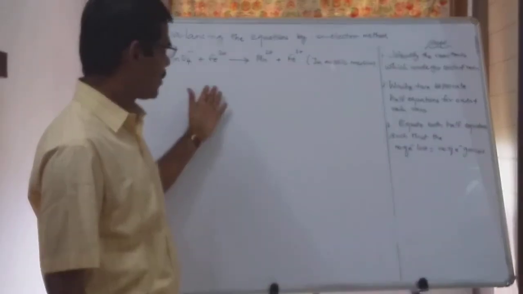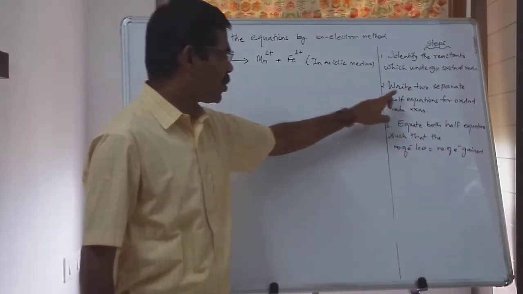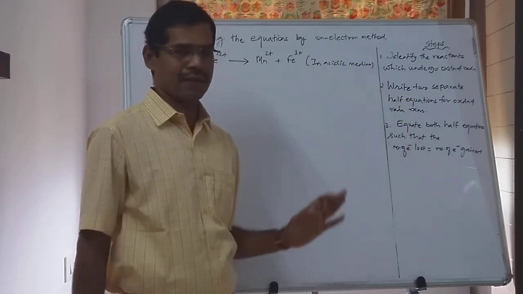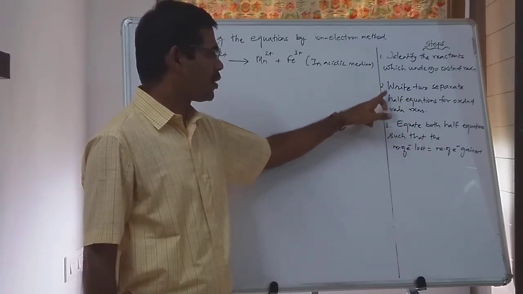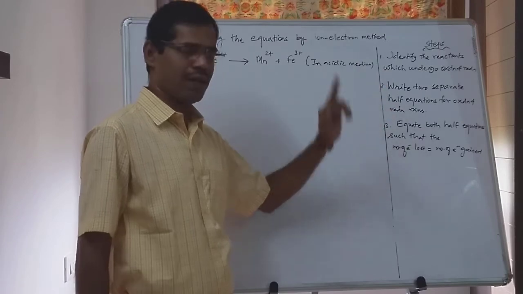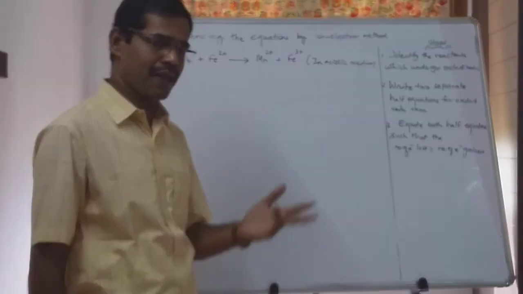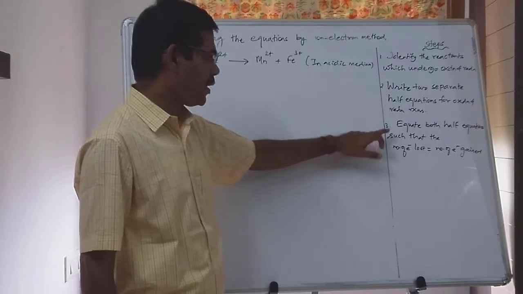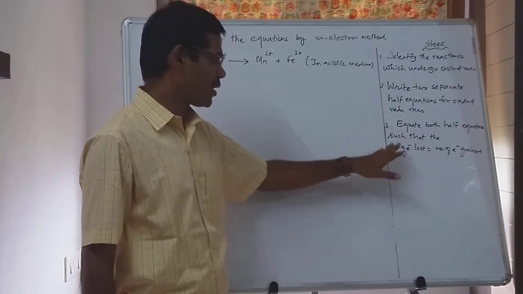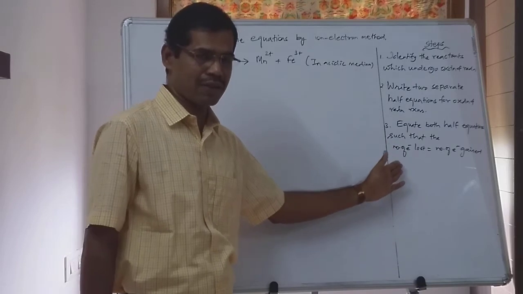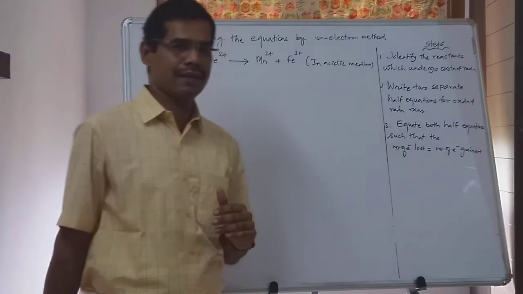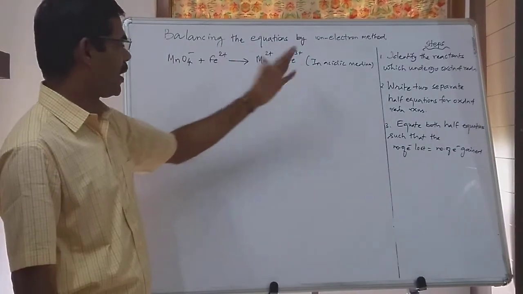The second step in this case is to write 2 separate half equations for the oxidation and reduction reactions. This is something new. One half equation is for the oxidation reaction and another half equation is for the reduction reaction. The third step is to equate both half equations such that the number of electrons lost is equal to the number of electrons gained. In this way we can balance this equation by the ion-electron method.